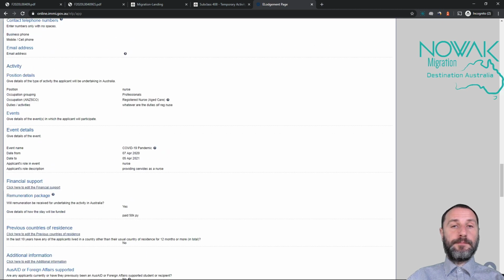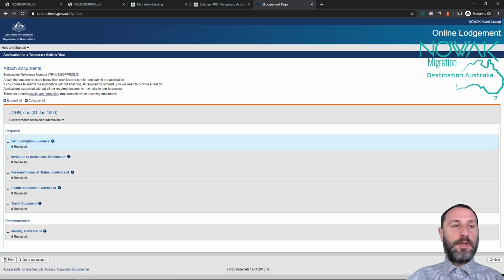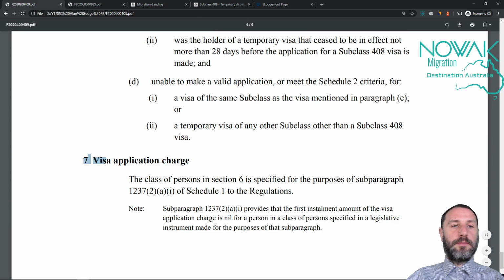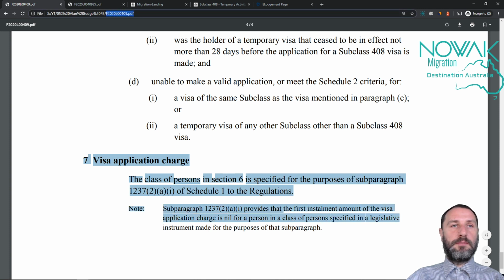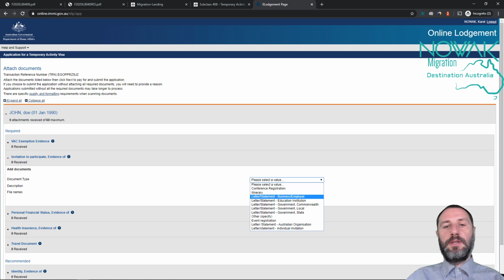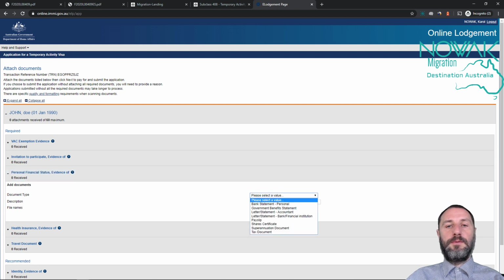Summary. And what we have at the end is that they are asking for the documents. VAC exemption evidence. As evidence, you can provide the letter, the legislative instrument. It's clear over here why there is evidence. Invitation to participate. So here it's something which you would have to get from your employer, very likely. Personal financial status. If you have got money in the bank account, provide a screenshot from your online banking, or a statement from the bank.